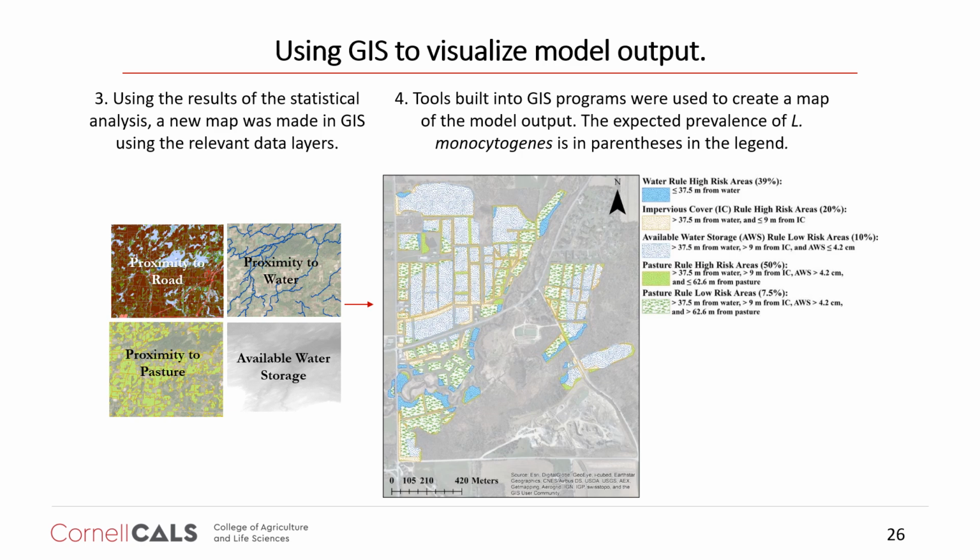For example, the map on the right-hand side is showing the risk levels of different areas in the farm by different color shade. The expected prevalence of Listeria monocytogenes is in parentheses in the legend. This map will allow us to better find high-risk areas in the farms and potentially apply intervention strategies to manage the pathogen prevalence in the future.